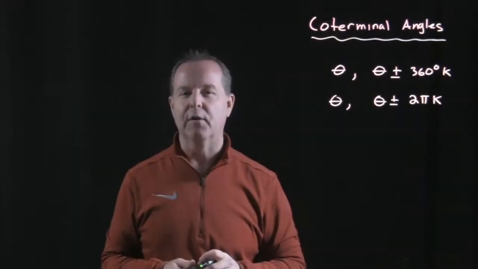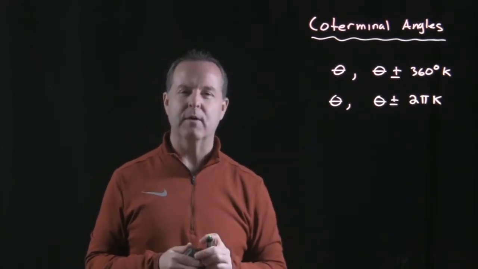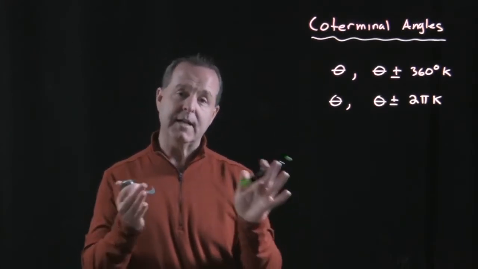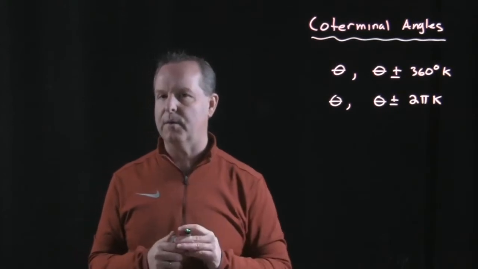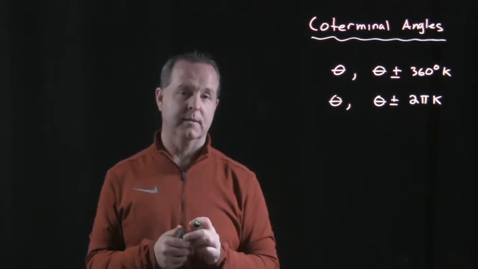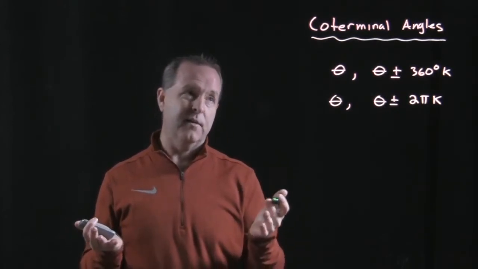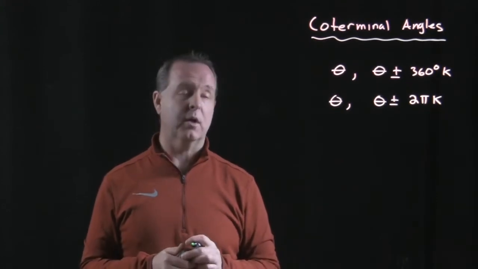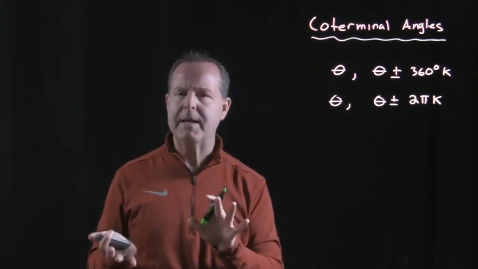As I alluded to earlier, we have this idea of coterminal angles. That's where we might have the same angle, but we got there from a different rotation or multiple rotations. And if we think about it, there really could be an infinite amount of coterminal angles. All right, so what do I mean by that?